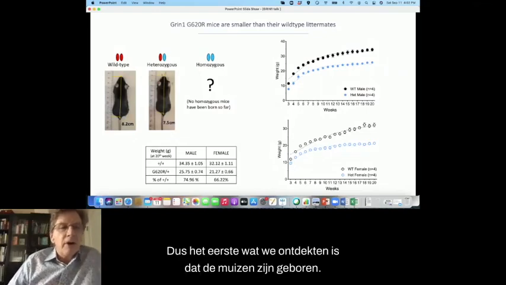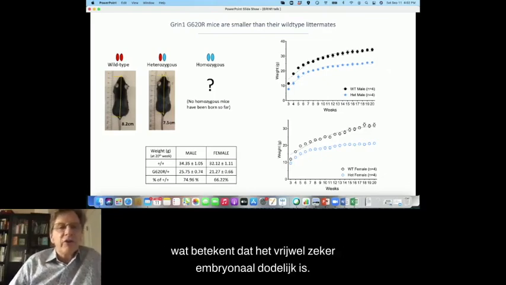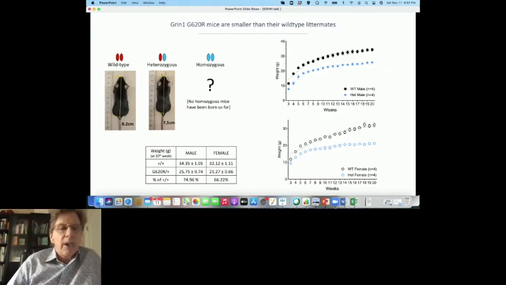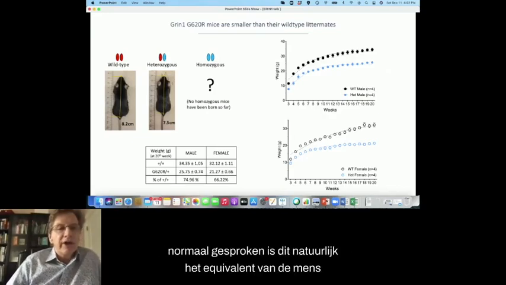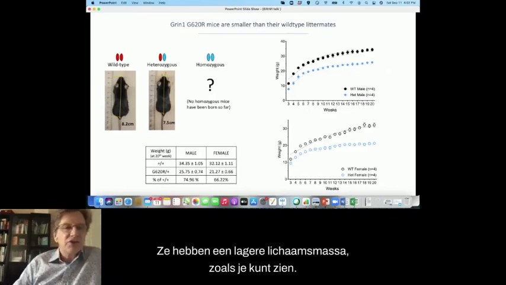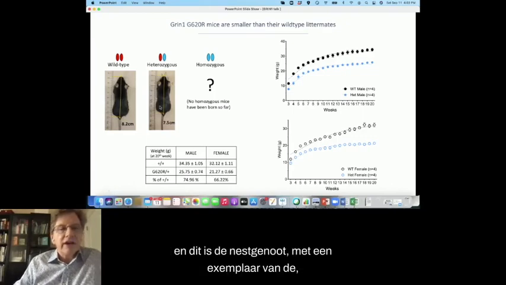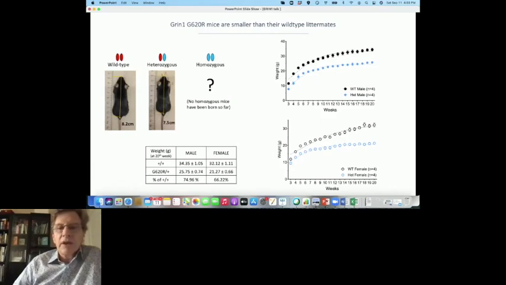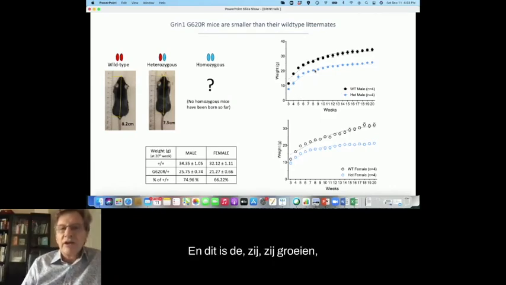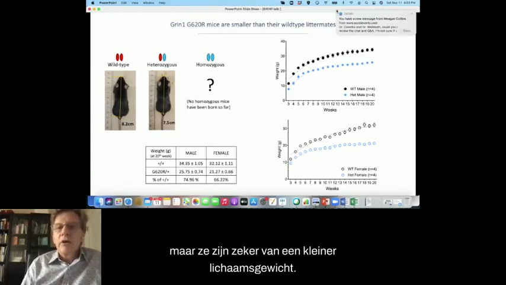So the first thing we found is that the mice were born. To this date, we have never seen a homozygous mouse, which means that it's almost certainly embryonic lethal if you carry 2 copies of the variant. But the heterozygous mice are born normally. This, of course, is the equivalent of the human condition. But they are lighter, they have a lower body mass, as you can see. This is a wild type, and this is the litter mate carrying 1 copy of the variation. They grow, they seem to be totally viable, but they are definitely of smaller body weight.